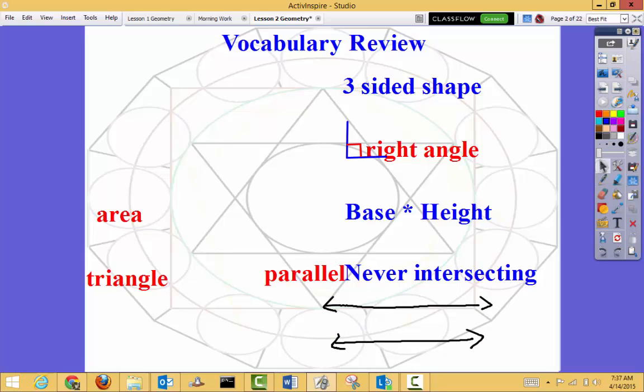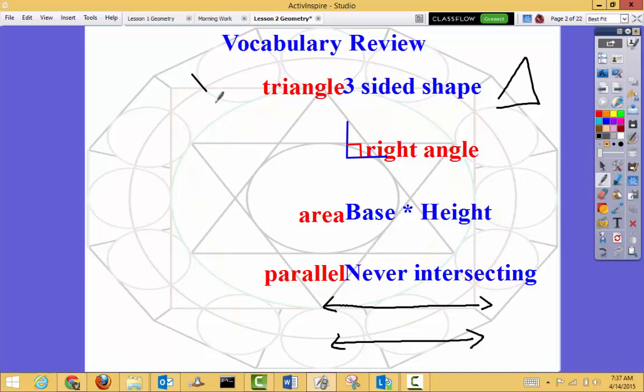Alright, area, this one should be easy. Area is just base times height. And triangle, probably the easiest one of all, is a three-sided shape. So here's a triangle, here is a triangle. These are all triangles.